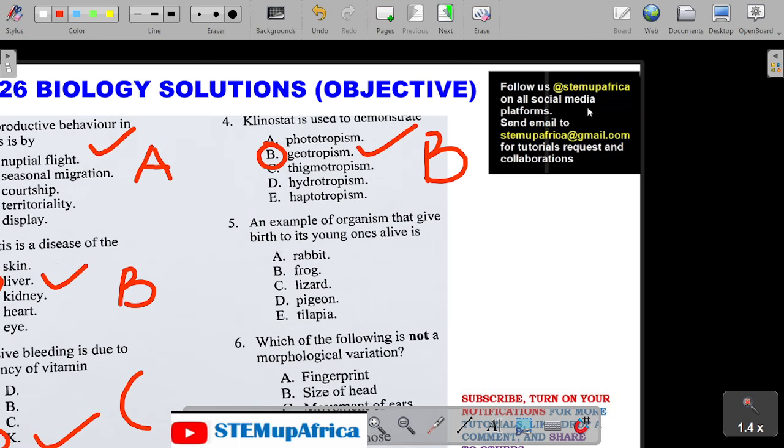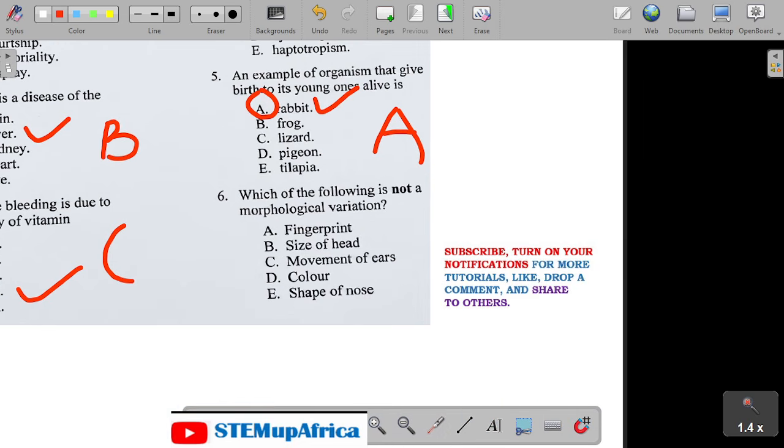Question 5. Say an example of organisms that give birth to its young ones alive. Frog does not do that. Frog is by eggs, lizard eggs, pigeon egg, tilapia eggs. So the only one that does that is rabbit, which is option A.